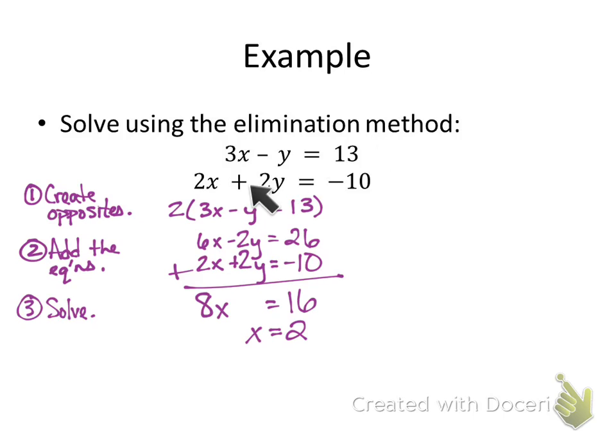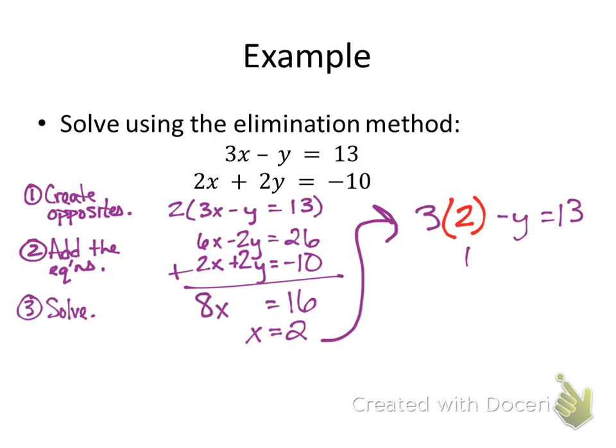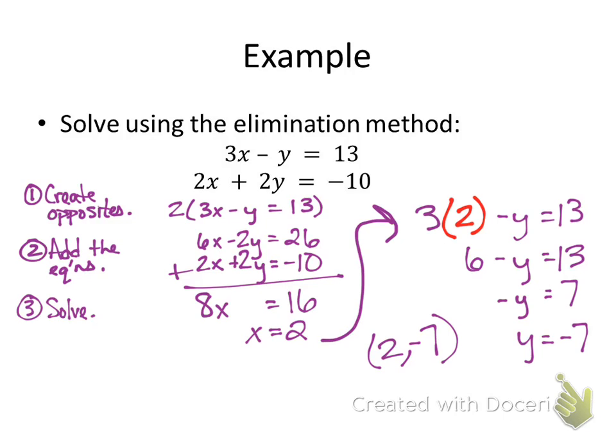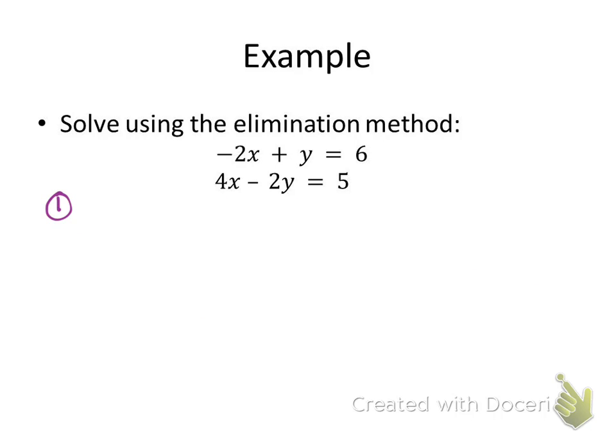After you get one of the coordinates, plug it back into something. So I typically just choose the first equation. 3 times the x-coordinate 2 minus y equals 13 and solve. Y-coordinate again is negative 7, which is great because that's what we got as our first answers. 2, negative 7.